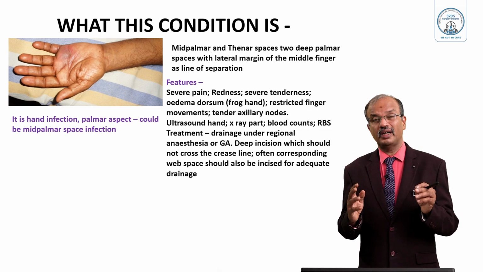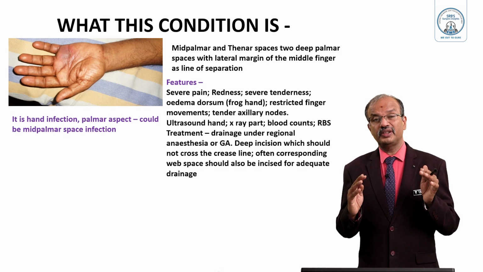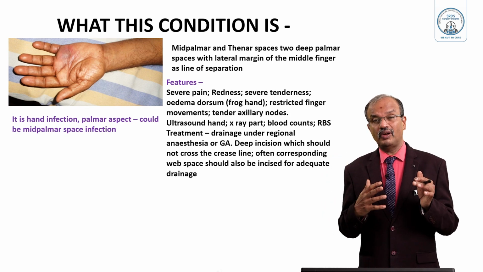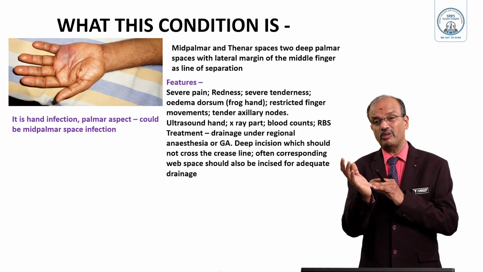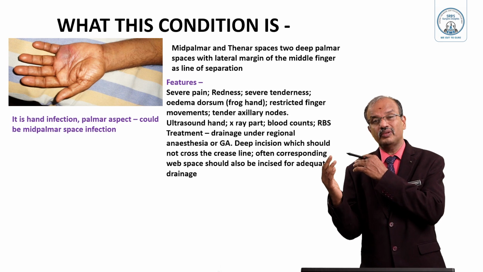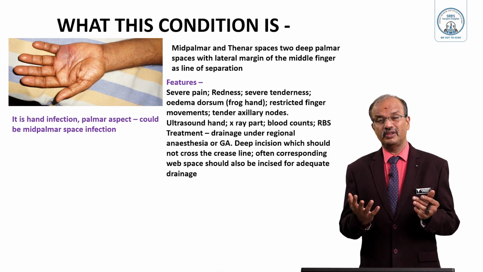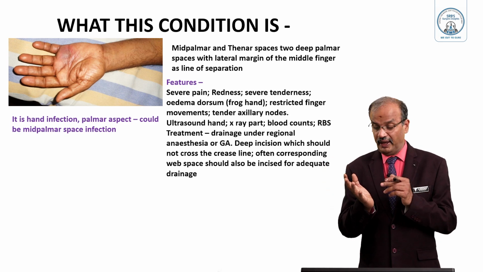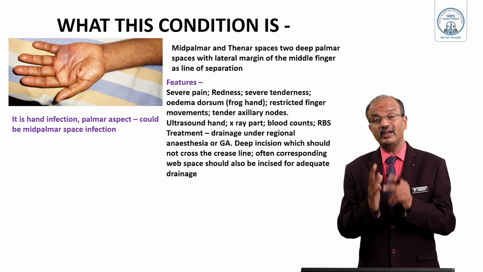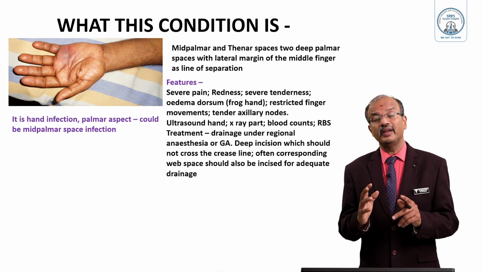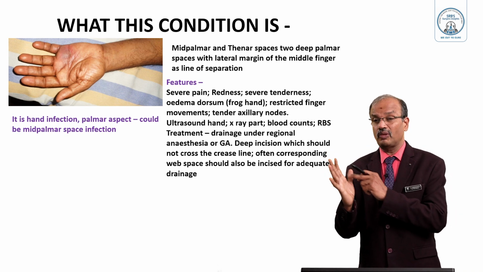Now the treatment. Start antibiotics, then drain the abscess, either under general anesthesia or regional anesthesia, the brachial block. Local won't help. A wrist block may be possible, but usually they will give a brachial block, which is also fair enough. And make an adequate incision, a deep incision, and never cross the crease line. The crease line should not be crossed.